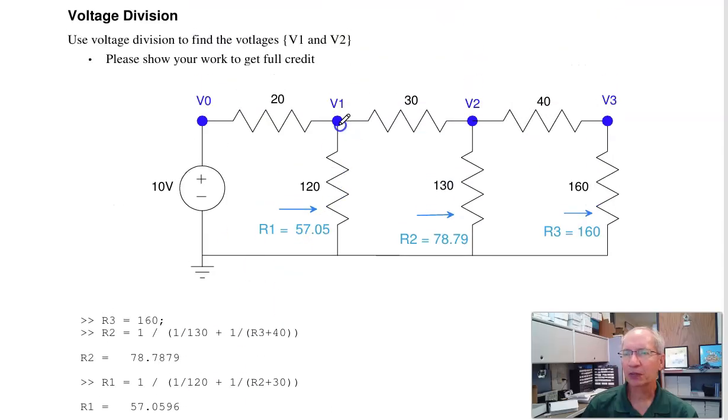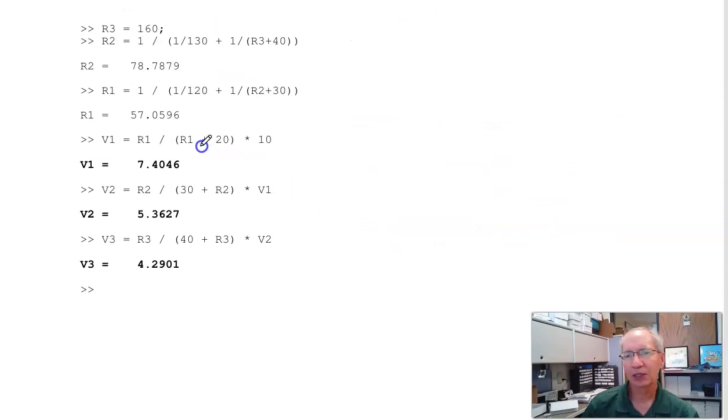Now by using voltage division, it's R1 over R1 plus 20 times V0, R2 over R2 plus 30 times V1, R3 over R3 plus 40 times V2. So given V0, here's V1, V2, and V3.